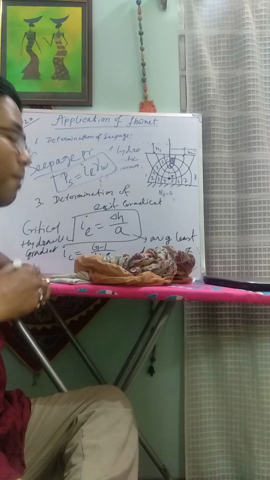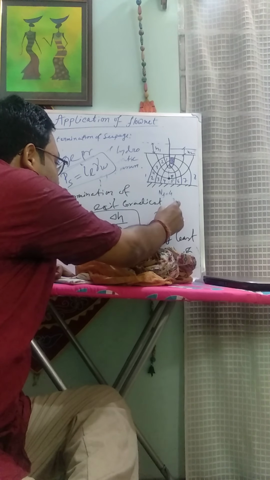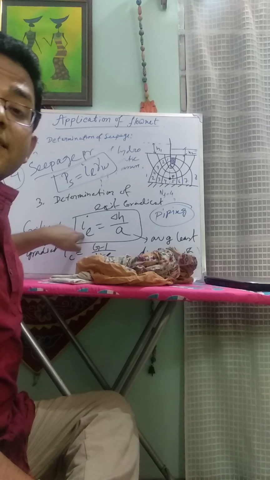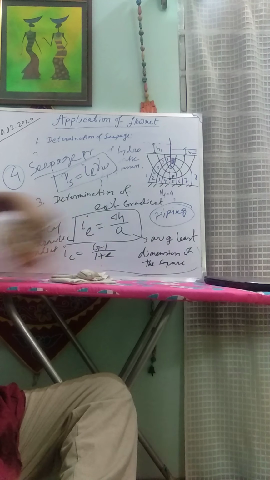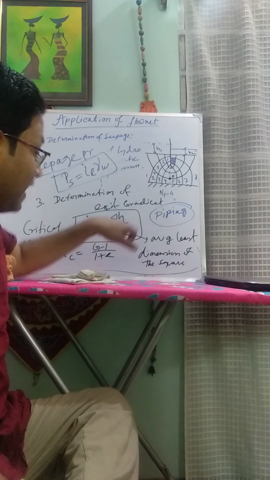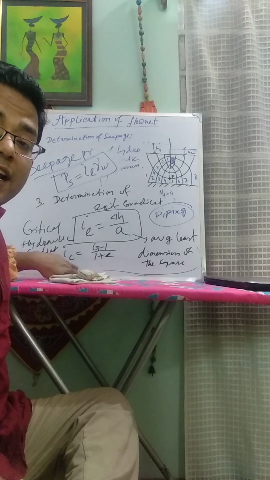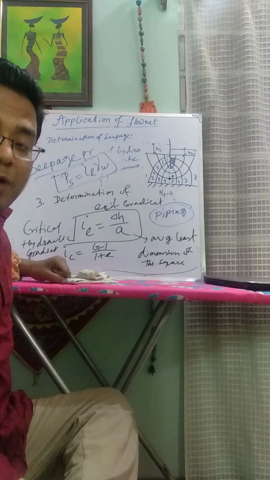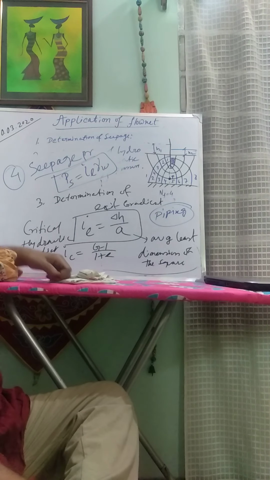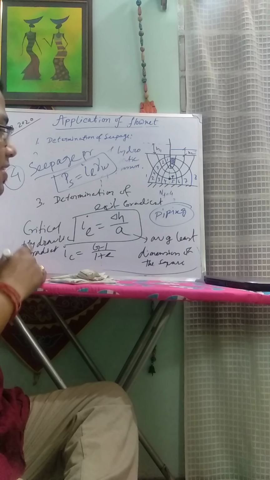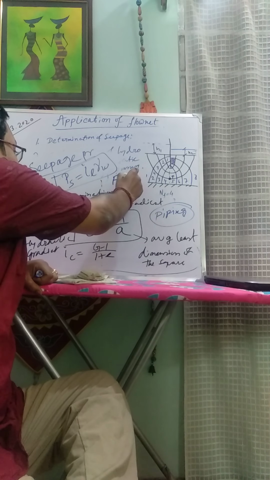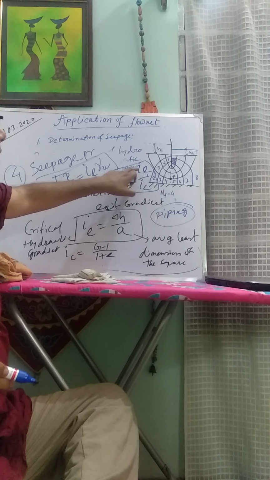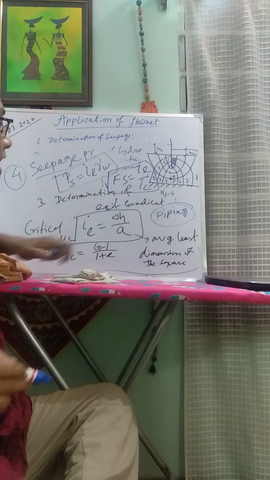Now another thing is piping. If the exit gradient is greater than the critical hydraulic gradient, then in that case piping will occur. And the factor of safety is equal to IE by IC, that is, the exit gradient by the critical hydraulic gradient.